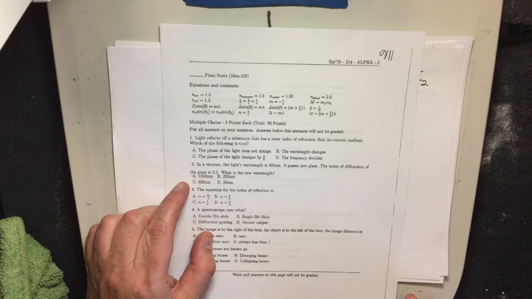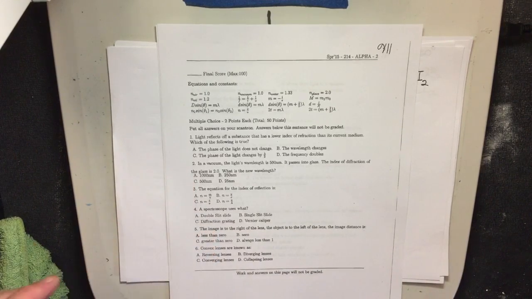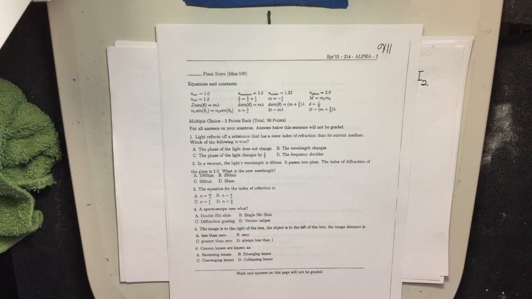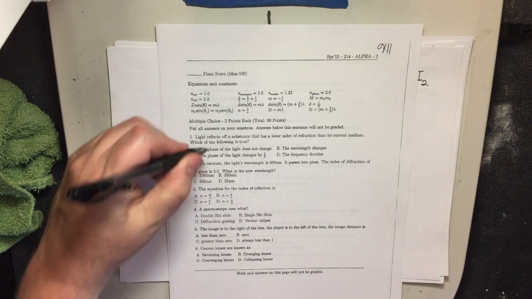Light reflects off a substance that has a lower index of refraction than its current medium. Which of the following is true? What does the phase do? If it reflects off an index of refraction that's lower, there is no phase change.